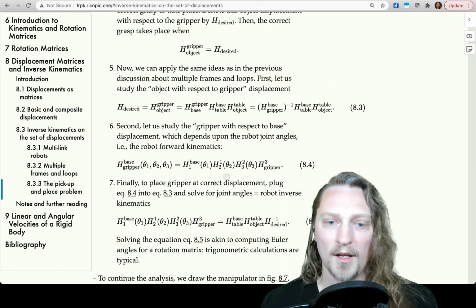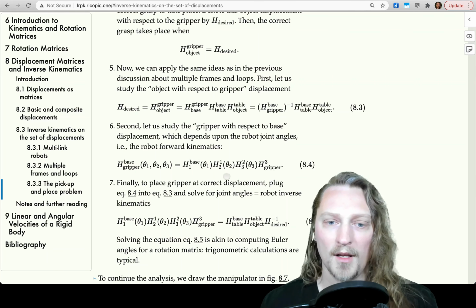So we've gone along that chain from the base to the gripper. Previously we went from the base through the table object to the gripper. Now we went this way. But we know that those two things must be equal since they both express the position of the gripper in terms of the base. So finally, to place the gripper at the correct displacement, plug equation 8.4 into equation 8.3.